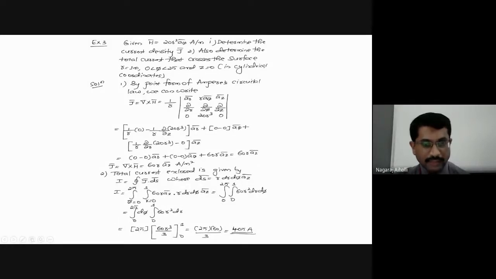I is equal to integration from phi equal to 0 to 2 pi, because it's the angle, from 0 to 360 degrees. Then r equal to 0 to 1. The given value of the radius r is 1 meter here. Write the equation for J bar, it is 60 r a_z bar dot dS bar, which is r dr dphi a_z bar. a_z bar dot a_z bar is 1. Therefore what remains is integration from 0 to 2 pi, integration from 0 to 1, 60 r dot r. What is the dot product of the same vector? r dot r is r square.